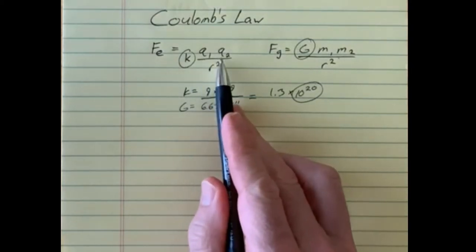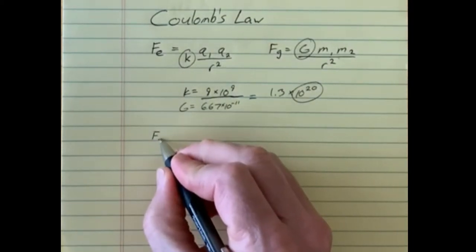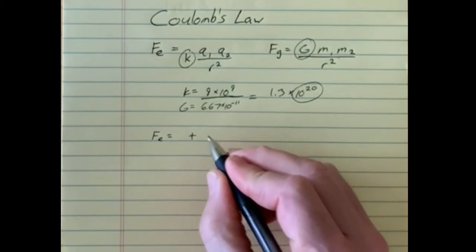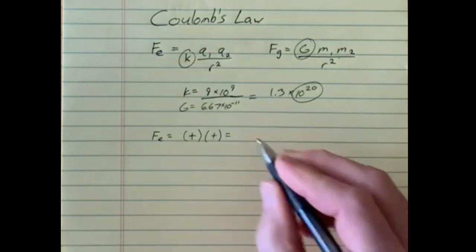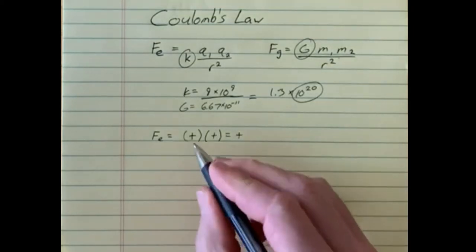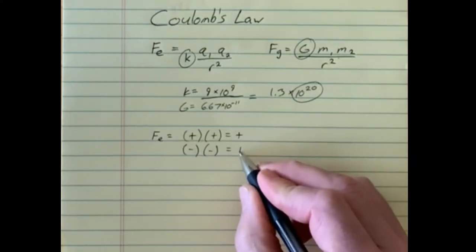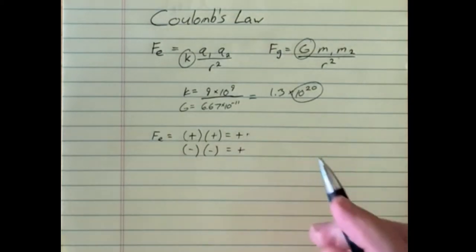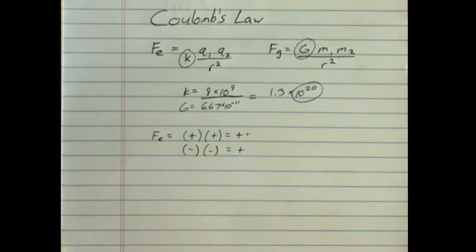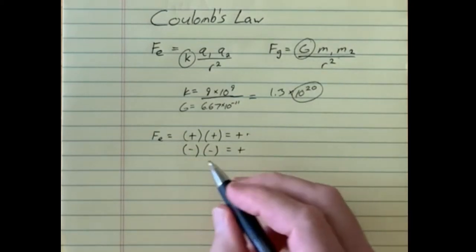Because charges can be either positive or negative, we have some interesting trends that we need to look at. So if we have one positive charge and a second positive charge, you multiply those together, and obviously we're still going to have a positive result. If we have a negative charge times a negative charge, the force is going to be positive again. And a positive force means that the distance between the two objects is increasing. So the acceleration is positive, it's moving things away from each other. When the force is negative, they attract.